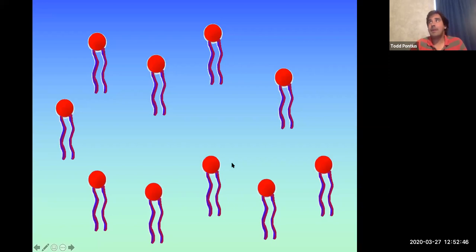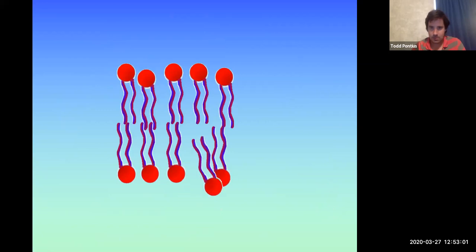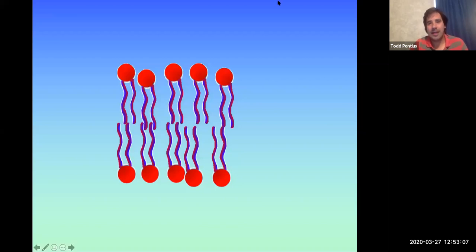So these lipids with the charged ends can form micelles, where there's one layer of charged things on the outside and then the core. They can also form these things called bilayer sheets, where again, they're arranging themselves so that the charged end can interact with water, and the uncharged ends don't. They burrow into this core and they interact with each other.